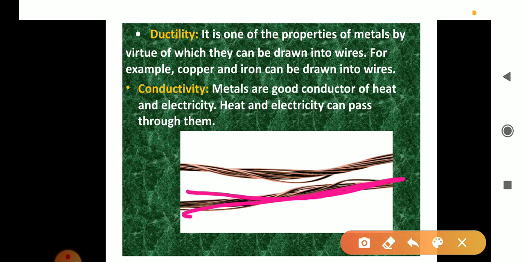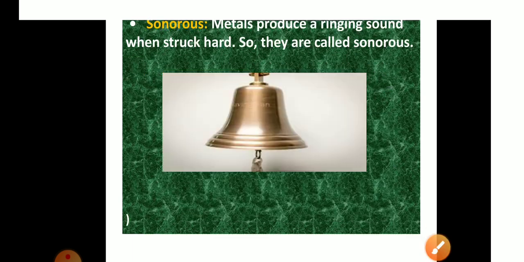Okay, then next is conductivity. What is the meaning of conductivity? Conductivity means metals are good conductors of heat and electricity. They all are good conductors of heat and electricity. This property is called conductivity. It means heat and electricity both can pass through them. Is it okay? Now see the next one.